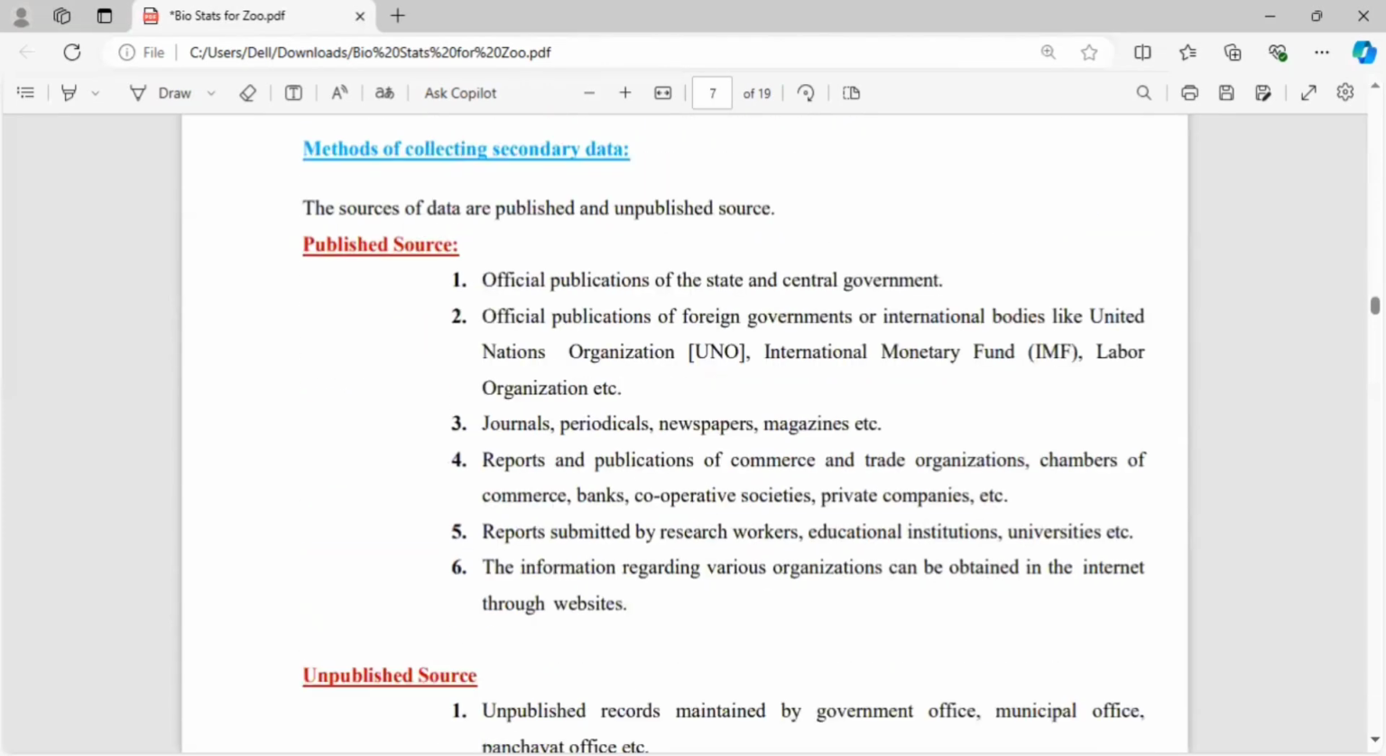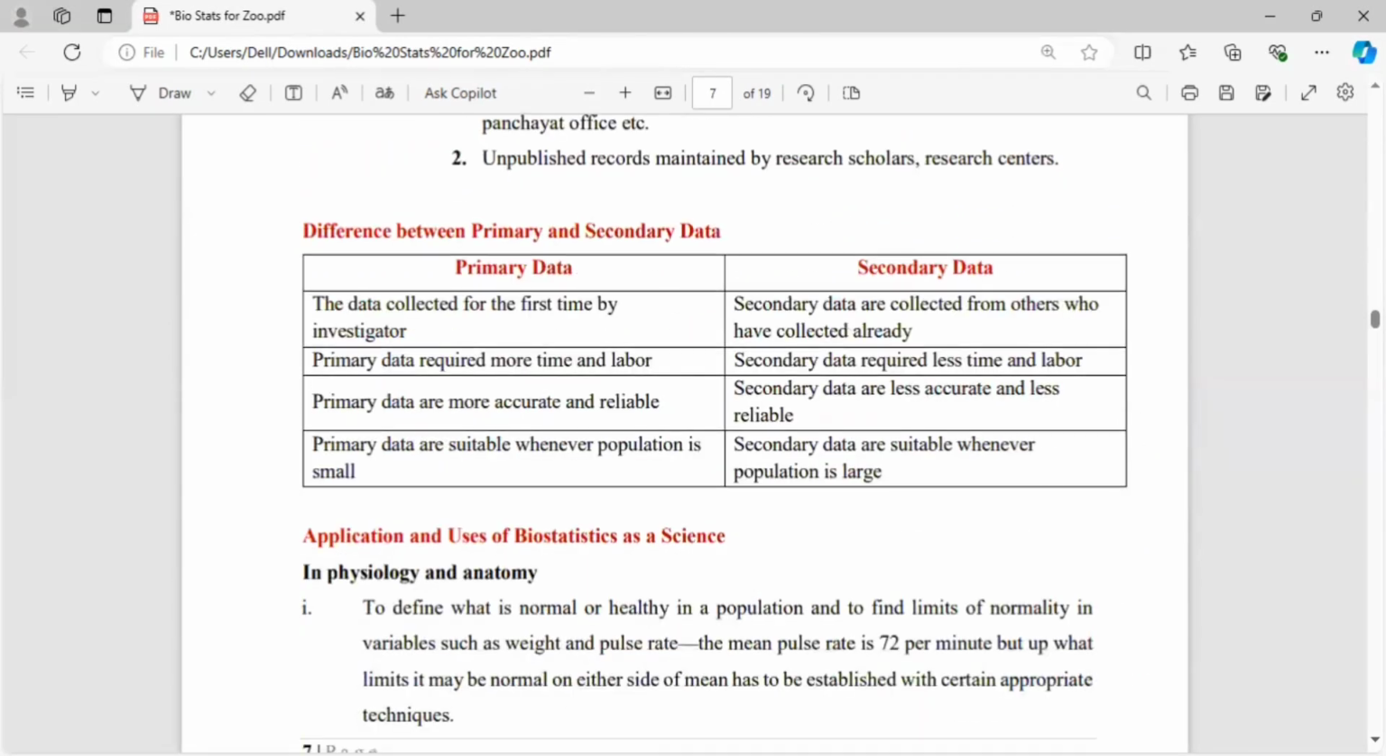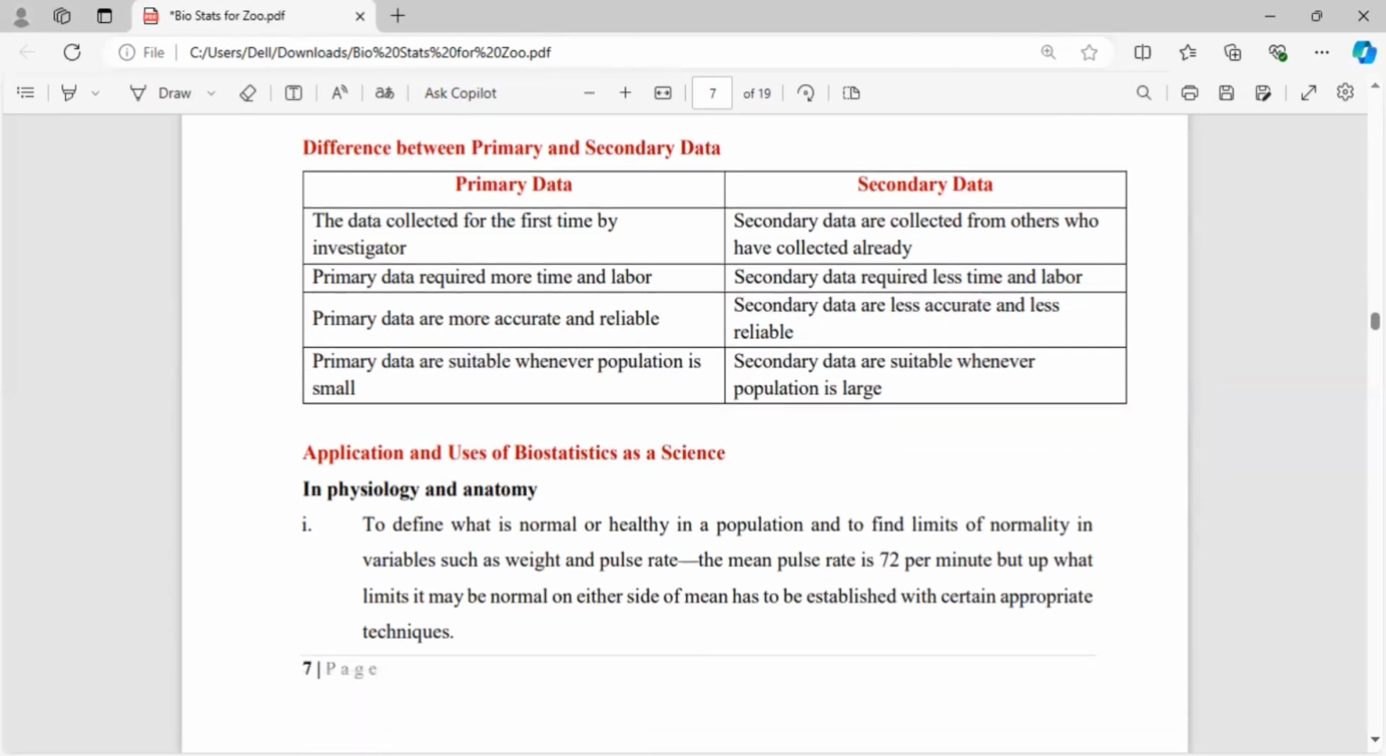After that, we discussed methods of collecting secondary data with examples. We have only two methods to collect secondary data. One is published source and one more is unpublished source. So we discussed a few examples related to published as well as unpublished sources. Then we discussed the differences between primary and secondary data. We have so many differences, but for our study, these four differences are sufficient, and these are the important differences between primary data and secondary data.